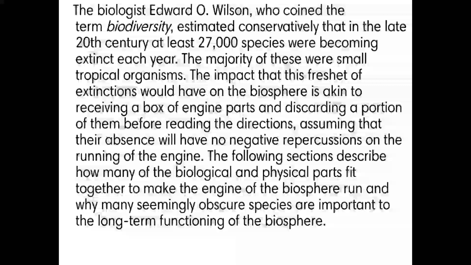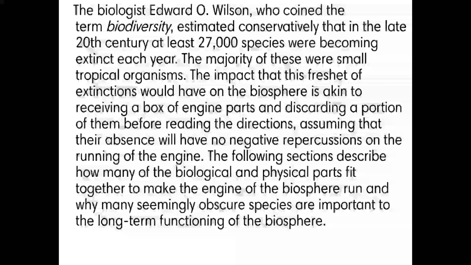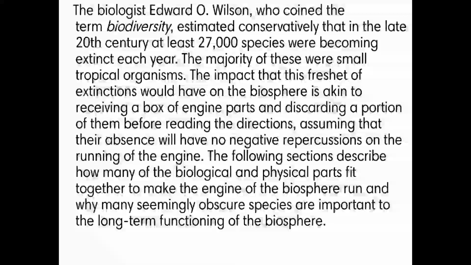The following sections describe how many of the biological and physical parts fit together to make the engine of the biosphere run, and why many seemingly obscure species are important to the long-term functioning of the biosphere. Thanks.